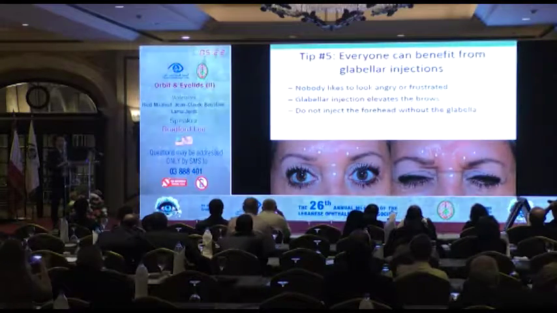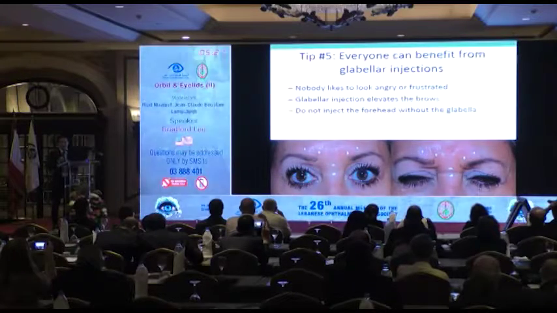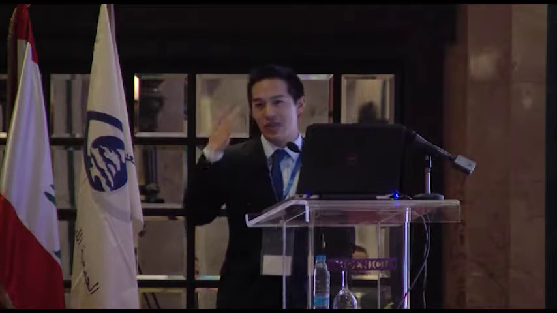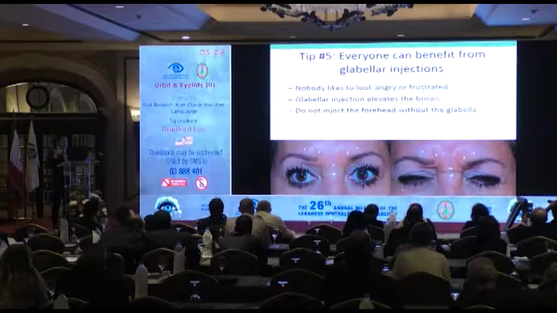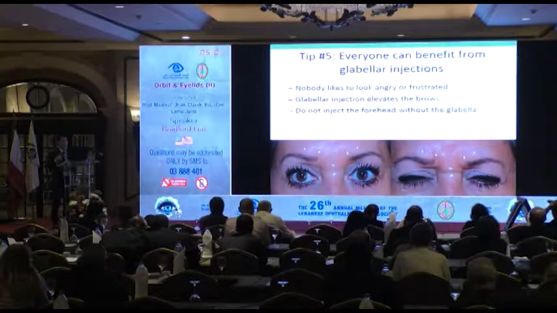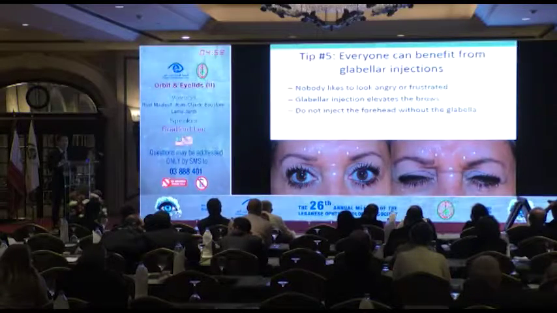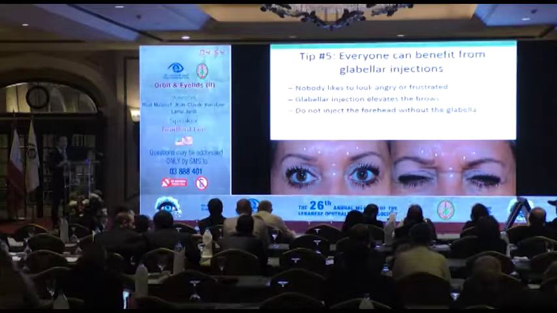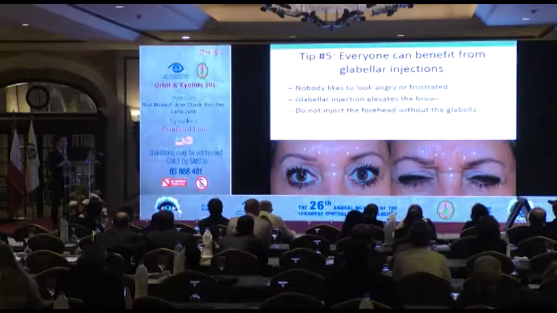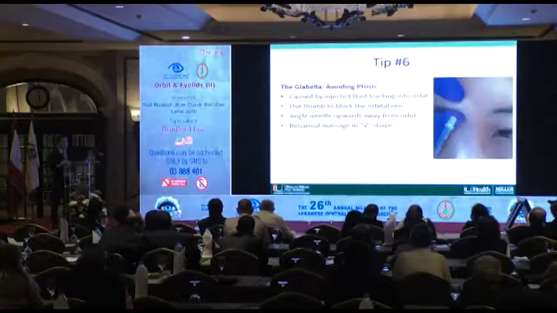Tip number 5, I try to convince everyone that they need glabellar injections if they're interested in Botox. Some people come and say, "No, I'm really not bothered by this. I only want my forehead done." But nobody wants to look angry or frustrated. And the glabellar injection is the only area that will elevate the brows. There are many muscles that are brow depressors: the corrugators, the procerus, the orbicularis, the depressor supercilii. There are 4 brow depressors and only 1 weak elevator, meaning the frontalis. So I always like to inject the glabella in everyone, particularly if they're having their forehead done.